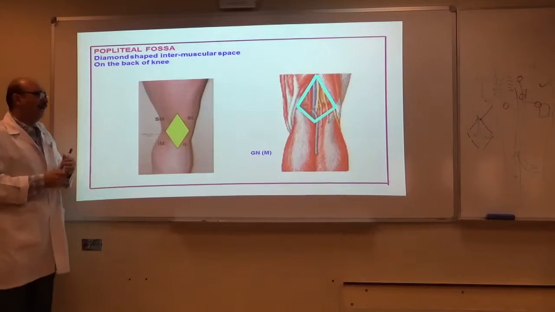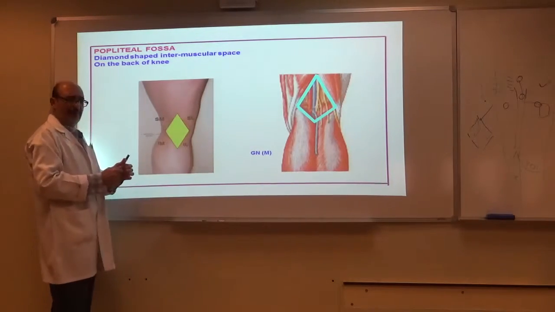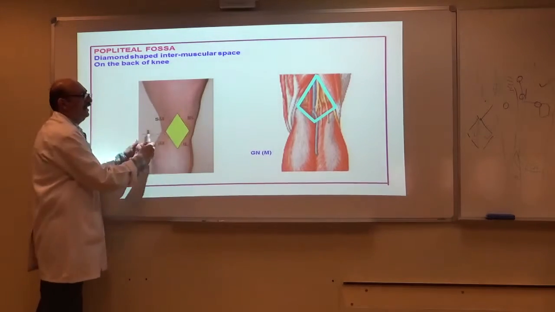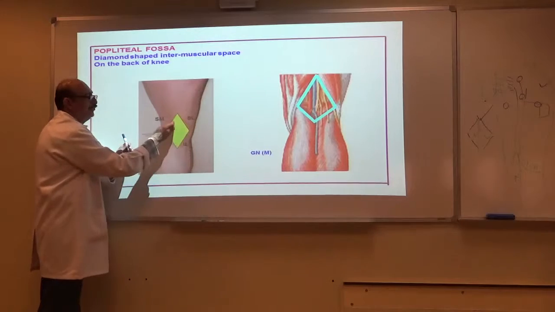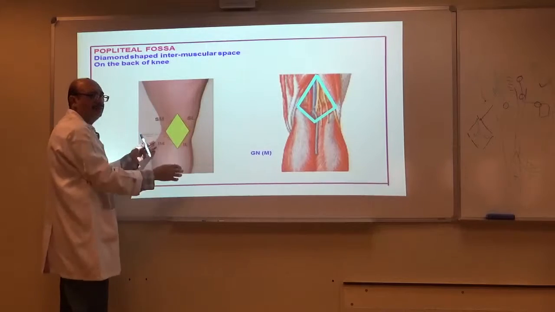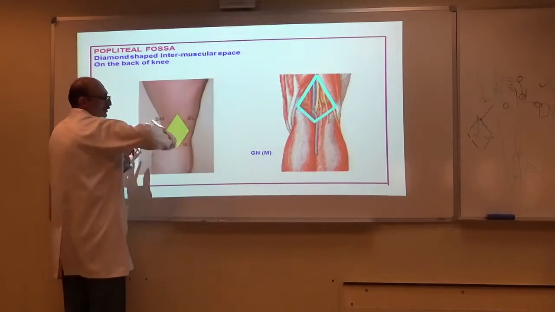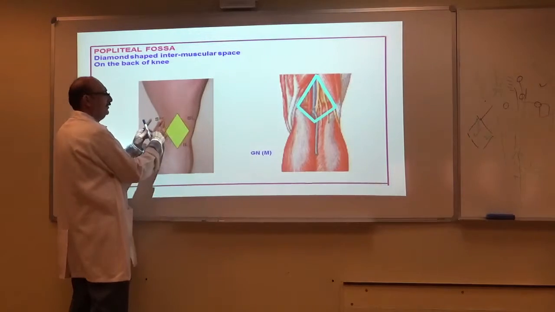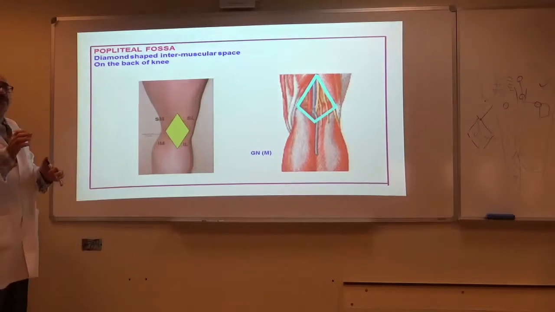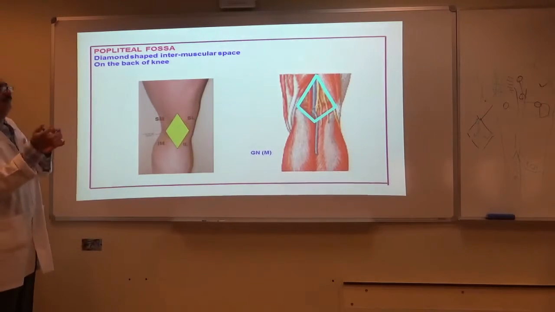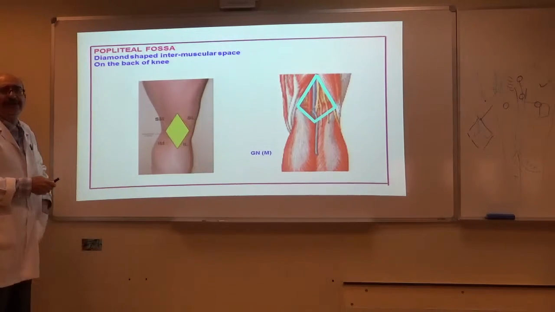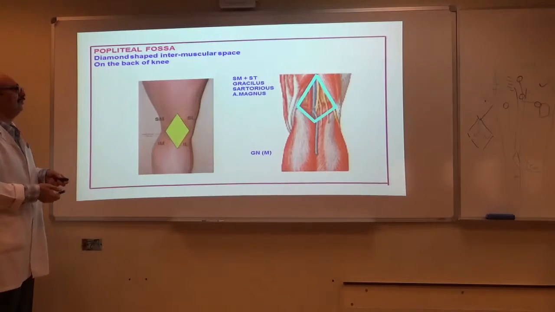A diamond shaped space on the region back of the knee. Okay, this is diamond shape. The boundaries are called superior lateral, inferior lateral, superior medial, inferior medial. If this is the knee, this is the popliteal fossa on the right side. This is a diamond shaped space which is visible on the back of the knee. This is called popliteal fossa. It is actually an intermuscular space.